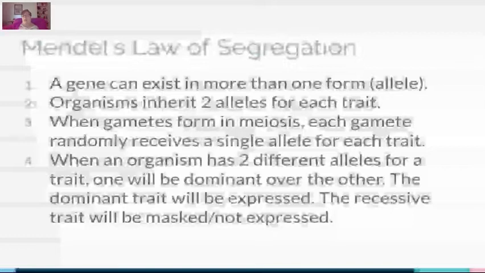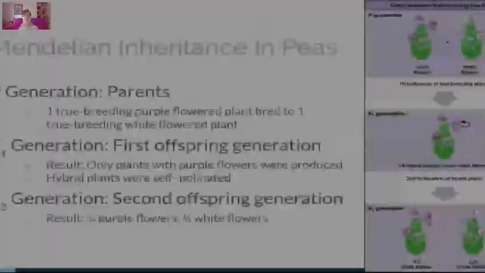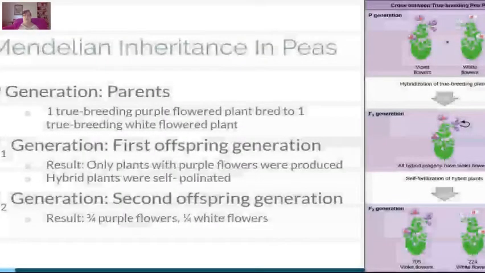Here's a reminder and some more in-depth information about how Mendel figured all of this out. Remember, Mendel did his work with pea plants. So let's look at flower color in pea plants. And pea plants are very useful as models for figuring out how genetics works, it turns out, because they have some very easily identifiable traits.